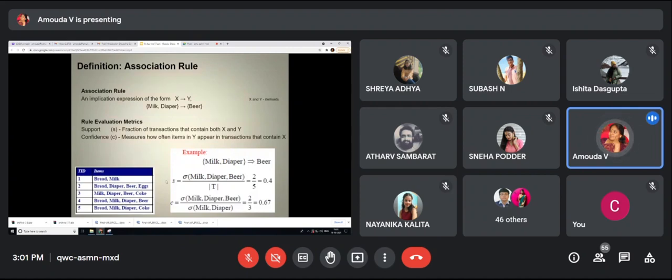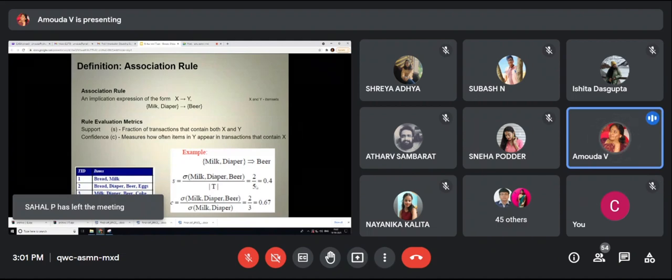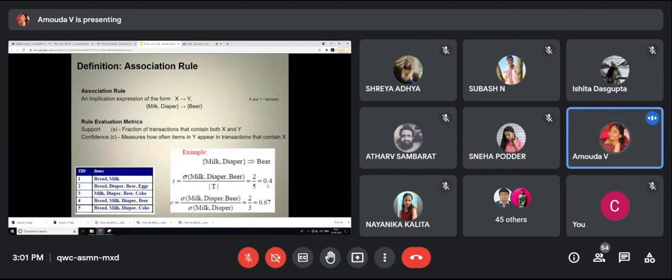So, how many times do the 3 item sets occur in the transactions? Milk, diaper and beer, we have already seen it is 2 times. Out of 5 transactions, only 2 times it occurs. So it is 0.4. Support is 0.4.